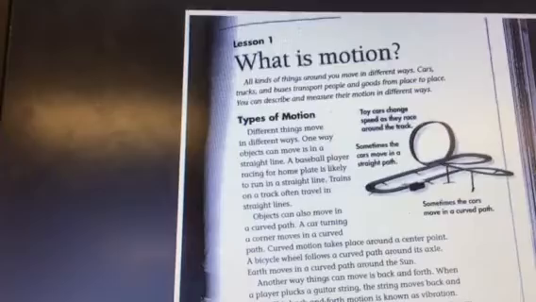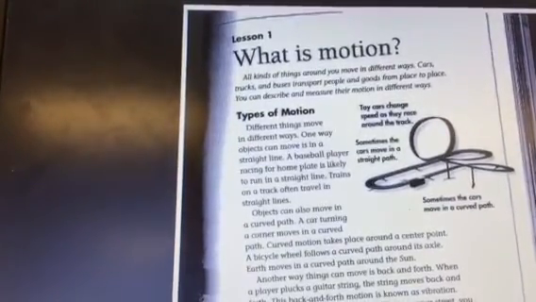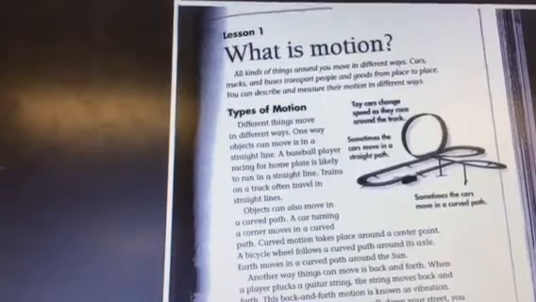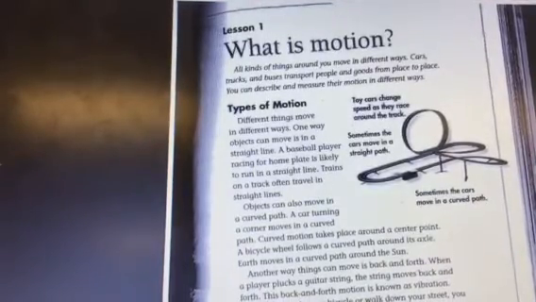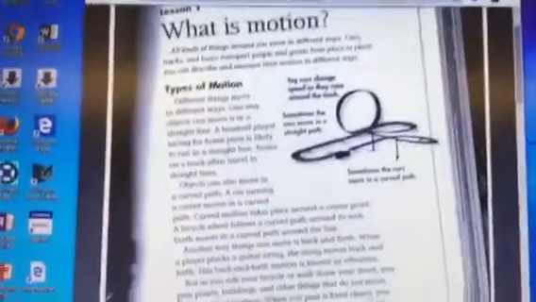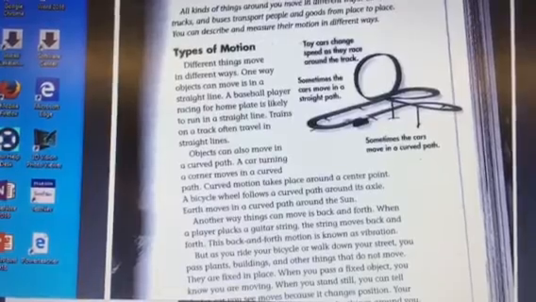Chapter 15, Lesson 1. What is motion? All kinds of things around you move in different ways. Cars, trucks, and buses transport people and goods from place to place. You can describe and measure their motion in different ways.